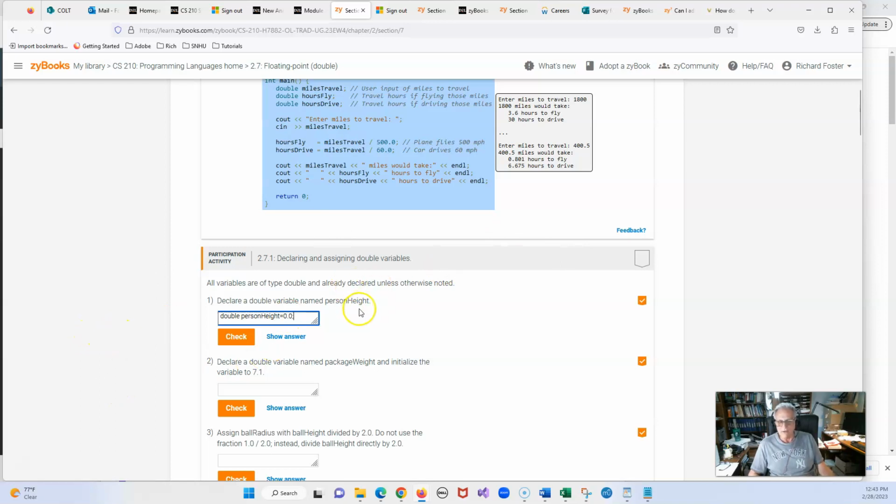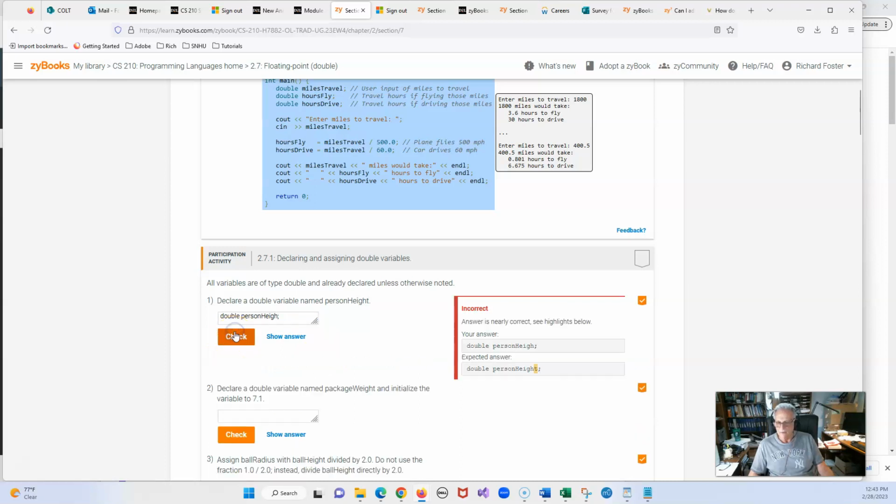Now, if I do this, in all probability, it's going to give me an error. Let's see if it does. And it does. It's telling me I don't have a semicolon, which I do. It's because it's looking after height, expecting a semicolon there. So let's get rid of these and click on check. And we still have an issue. So why do we have an issue? Because of spelling.